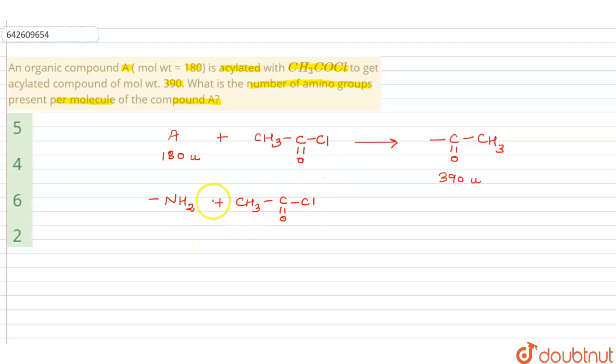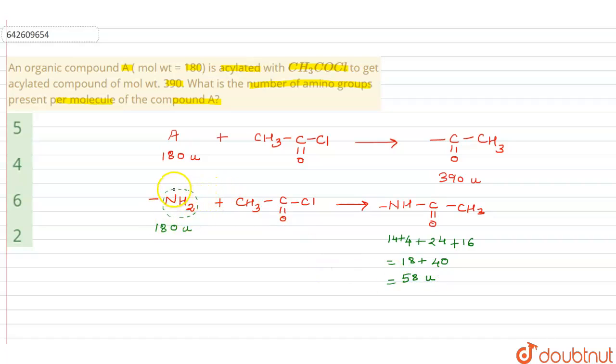So if you consider one NH2 group getting acylated, what would be the result? It's going to be NH-C(=O)CH3. Now let us calculate. This is 180. And how much is this NHCOCH3 unit? N is 14, plus hydrogens is 1 plus 3, total 4 hydrogens, 2 carbons makes 24, and 1 oxygen atom is 16. So that is going to be 18 plus 24 plus 16, and that makes it 40. So the total is 58 units.